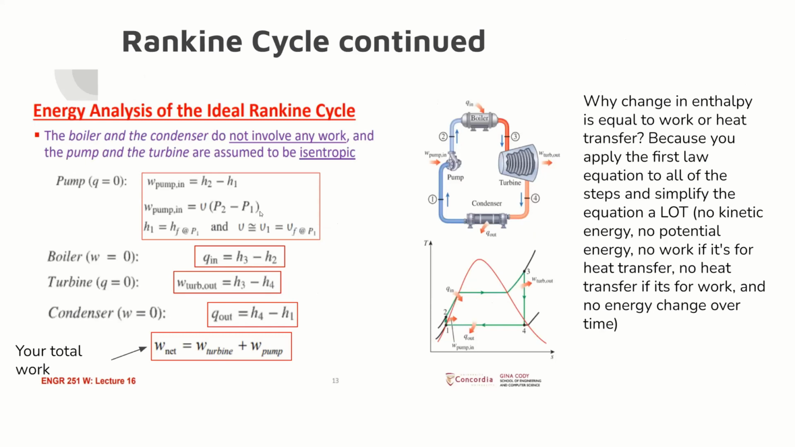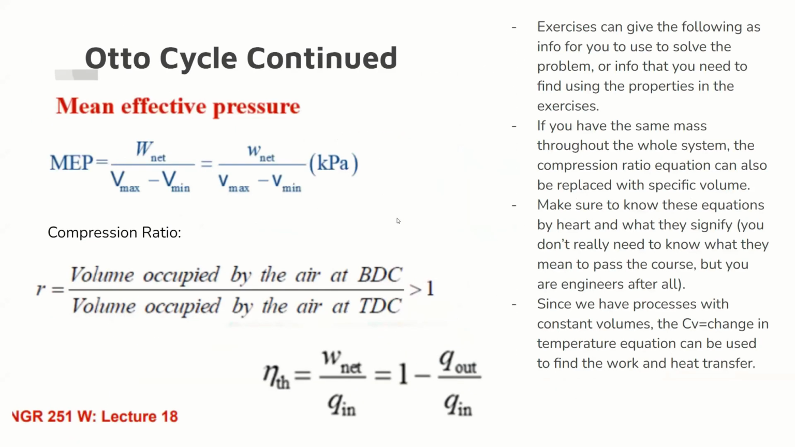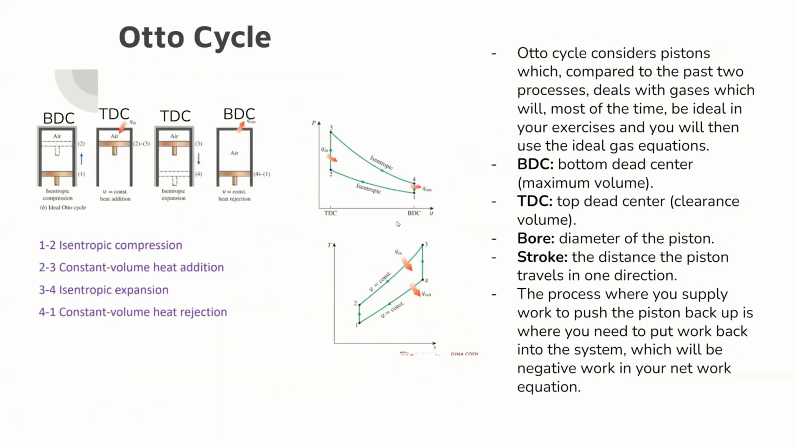So either you can just memorize the first law equation and then apply it for each process, but that takes a while. I would just memorize these instead. And it can either be the specific enthalpy change or the specific internal energy change. You will get the same value. Usually for Rankine cycles, they pretty much all the time use specific enthalpy. Same thing for Brayton cycles. But for Otto cycles, they pretty much all the time use specific internal energy.